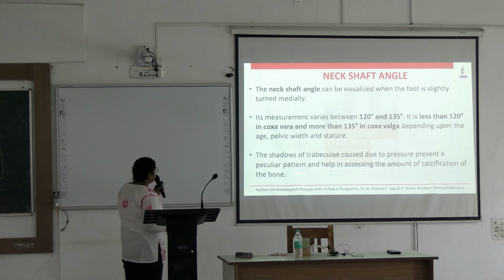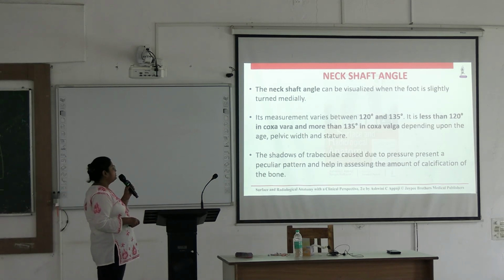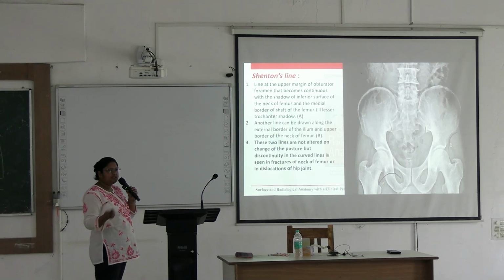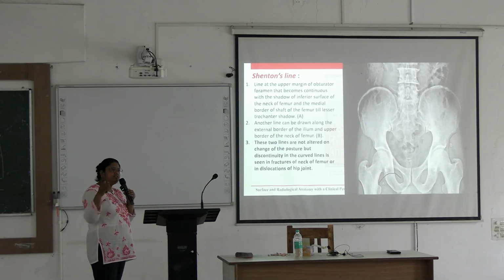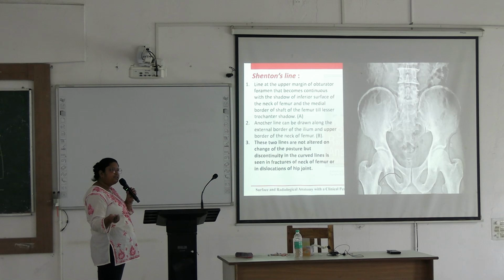And the shadows of the trabeculae near the head neck region caused due to pressure present at a particular pattern and help in assessing the amount of calcification of the bone. Okay, see here are fine lines you can see in the head and neck region. These fine lines represent the trabeculae, okay, bony ridge like structures. And this represents the ossification of the bone, calcification level.